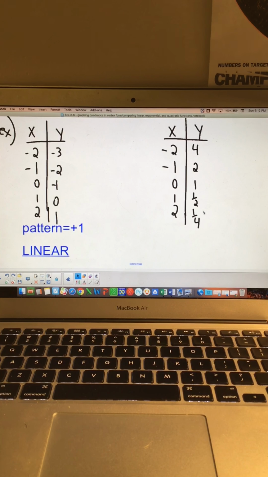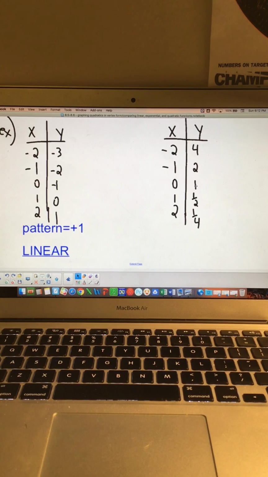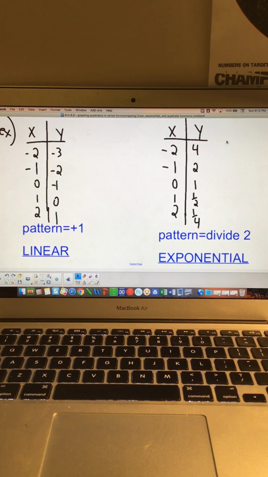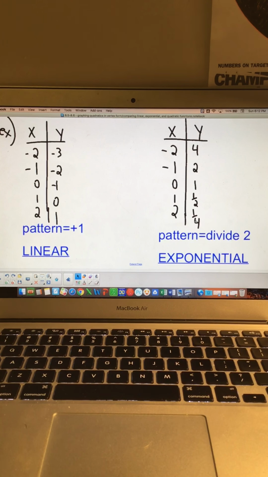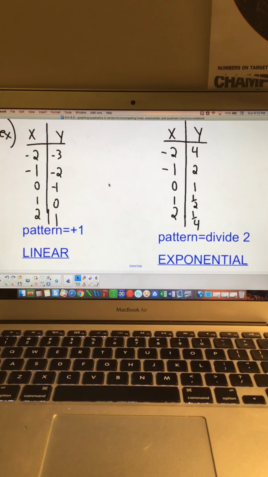These over here, it looks like they're dividing by 2. Divide by 2. Divide by 2. Division. I know division. That's going to be exponential. It's an exponential function. Alright? If they mirrored, 3, 2, 1, 2, 3, they're mirroring each other. We know that that's going to be a quadratic. Alright? And again, exponential, so we know the graph is that curved type graph. We know linear, it's a straight line. Quadratic is that U.